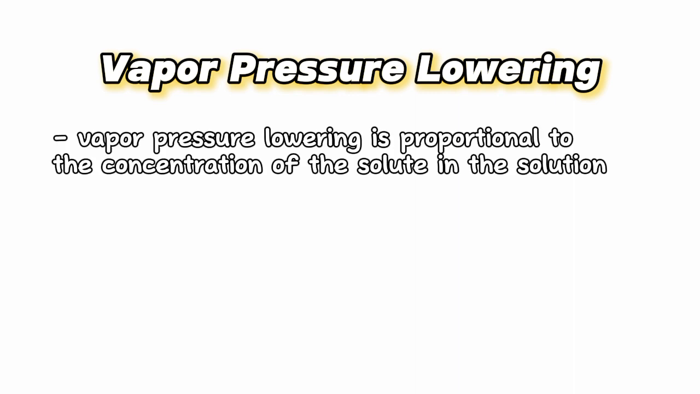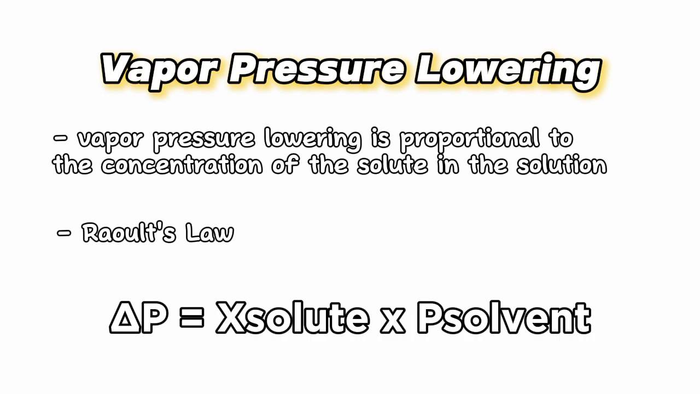The extent of vapor pressure lowering is proportional to the concentration of the solute in the solution, as described by Raoult's law. This relationship is expressed as vapor pressure of the solution is the product of the mole fraction of the solute multiplied by the vapor pressure of the solvent.